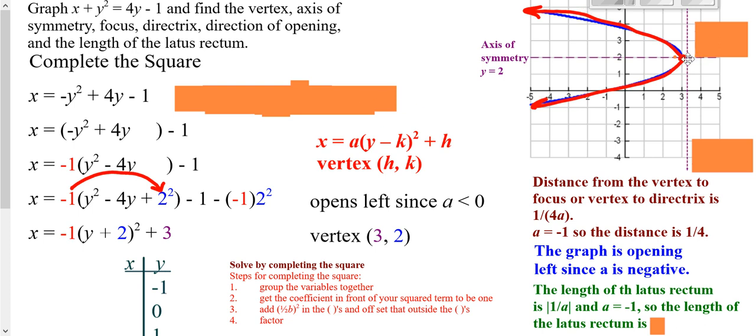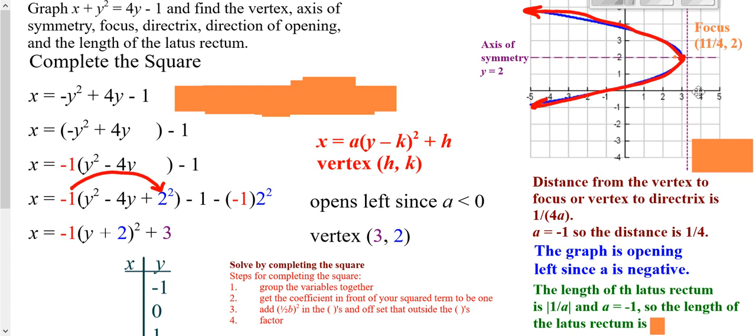So we have to go 1/4 of a unit to the left. Well, we were at 3, we go 1/4 of a unit to the left, then that's going to tell us our focus. We're not changing our height. We were at 3, go 1/4 of a unit to the left, and that would be at 11/4, or 2 3/4, comma, 2. Focus is a point.